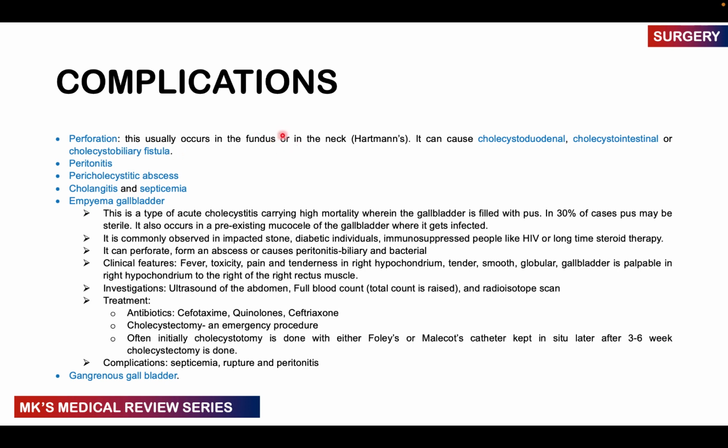This often occurs in the fundus or in the neck, the Hartmann's area, and it can cause cholecystoduodenal, sometimes a cholecystointestinal, sometimes a cholecystobiliary fistula. You may get a peritonitis, you may get a pericholecystic abscess, you may get a cholangitis, a septicemia, you may get empyema gallbladder, and you may sometimes get gangrenous gallbladder.